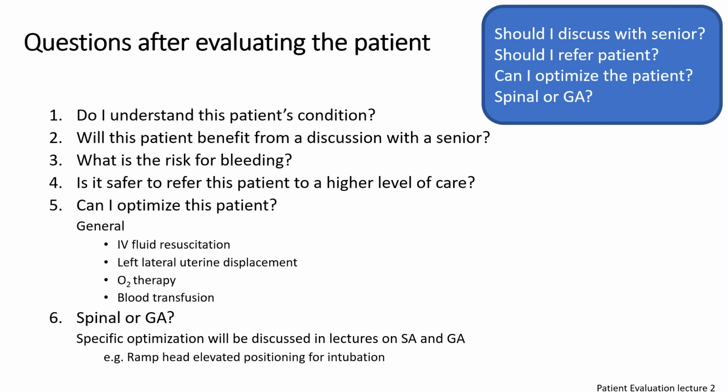What are the risks for bleeding? Is it safe to refer this patient to a high level of care, whether it is for obstetric care, intensive care, anesthetic care, special investigations? Can I optimize this patient in any way? Is there anything I can do or the team can do to improve this patient before we start? And then the question of, is it going to be the routine spinal, which is preferred in the majority of the cases, or will I do a general anesthetic because there's a special contraindication for spinal anesthesia and I'm going to perform a safe GA?